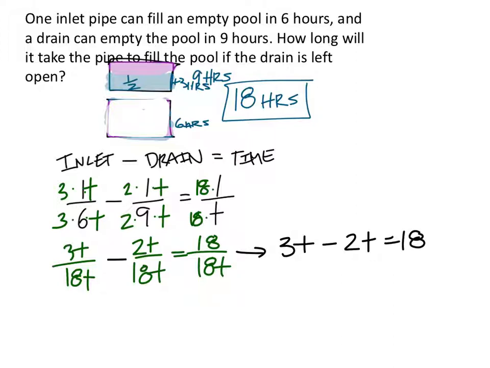No, just 18. No t with the 18, right? And combining like terms, 3t minus 2t is 1t equals the 18. And we don't even need that 1 there. We'll make it a phantom 1 and be done. T equals 18 hours.